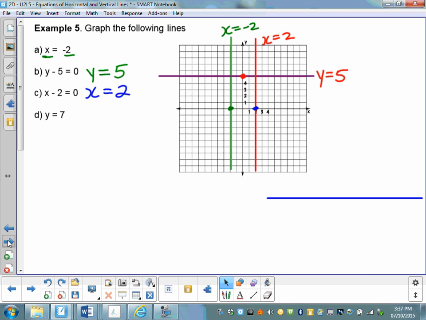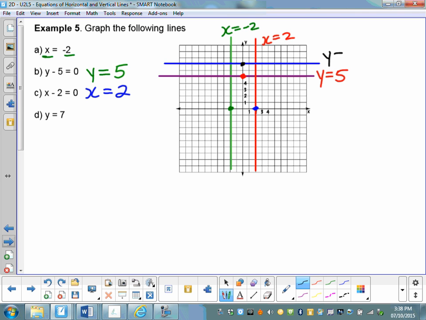And the last one here is y equals 7. So I go on the y-axis to the point 7. So I need to draw a line that goes through that point. It goes through the y-axis at 7. So that equation is going to be y equals 7.